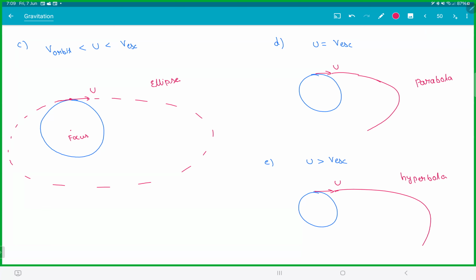Okay, closed orbits. Na? In the first three cases, they're closed orbits. So if you're launching from there, you have to come back there. Only in the last two, they don't come back.